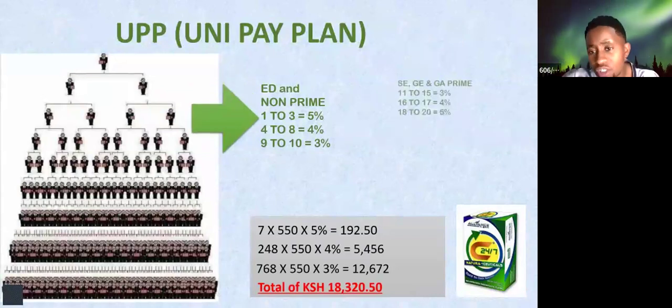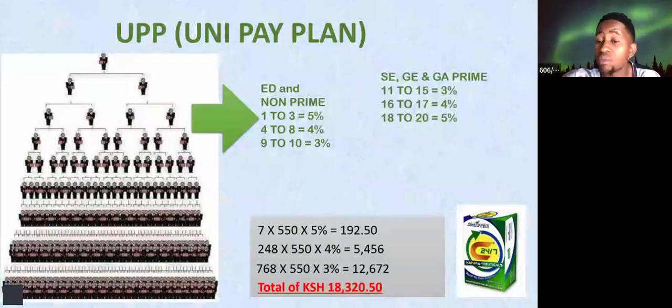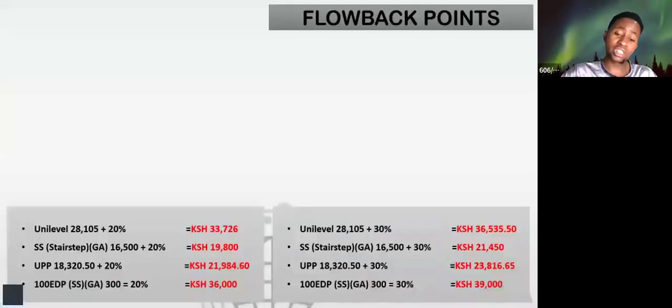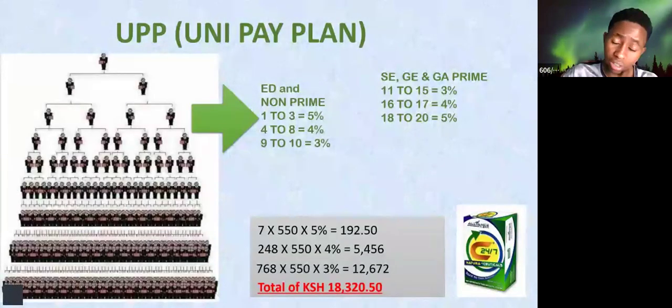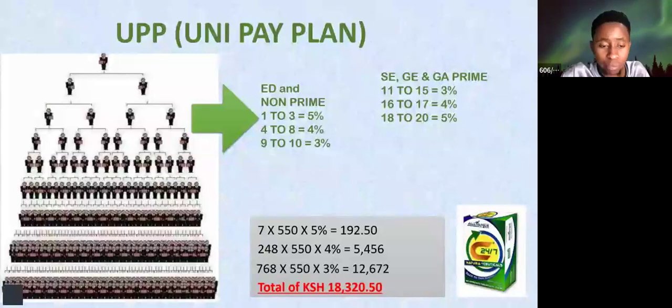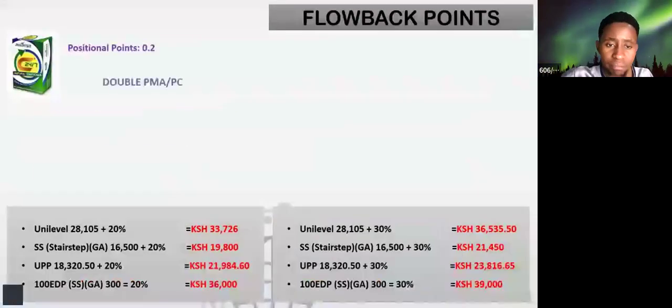Now, if you're a silver executive prime, gold executive prime, or global ambassador prime, you start earning from your 11th level to your 20th level. From the 11th level to your 15th level, you earn 3%. From your 16th level to your 17th level, 4%. And from your 18th to your 20th level, 5%. It follows the same rule, dynamic compression. If one of the levels does not do anything, it compresses and is replaced by the level below.